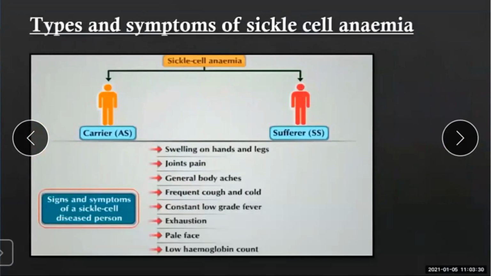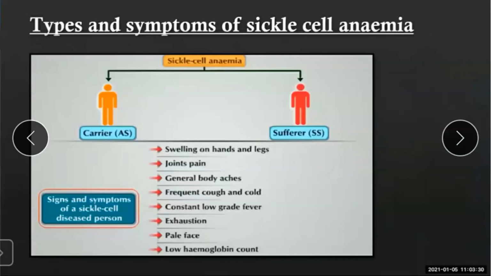Okay. Now, the types and the symptoms of sickle cell anemia. Here, AS indicates carrier, and SS indicates sufferer. You have to keep this in mind: carrier, AS, and sufferer, SS. Okay. Now, what are the symptoms which we can see in sickle cell anemia?